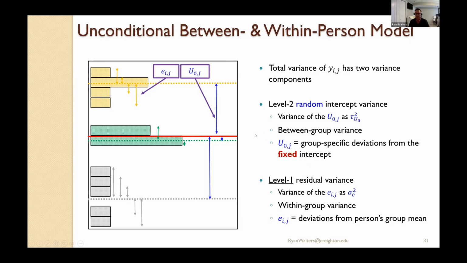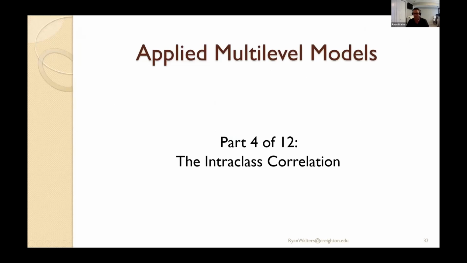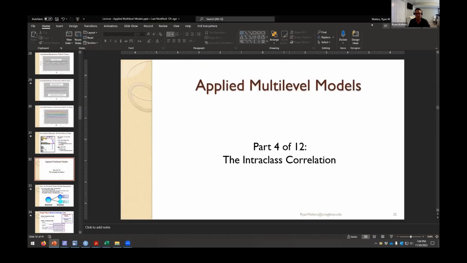Okay. Let me escape. And why don't we go ahead and take a 5-minute break? We'll come back. Well, I'm central time here, so 1:10. Let's come back at 2:10. And then we'll pick up with intra-class correlation.